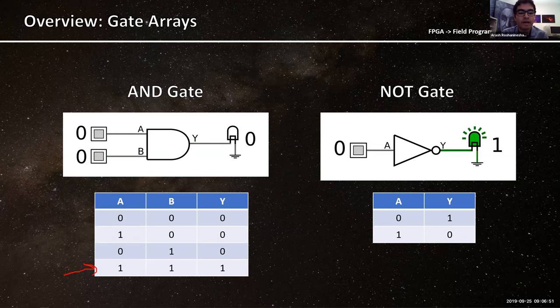The value of Y, the value of the output, depends on the value of inputs A and B, and is one only if both values of A and B are one. In any other case, the value of the output is zero. And on the right, we have a NOT gate, or inverter. The output is the invert of the input. If the input is one, the output is zero. If the input is zero, the output is one.